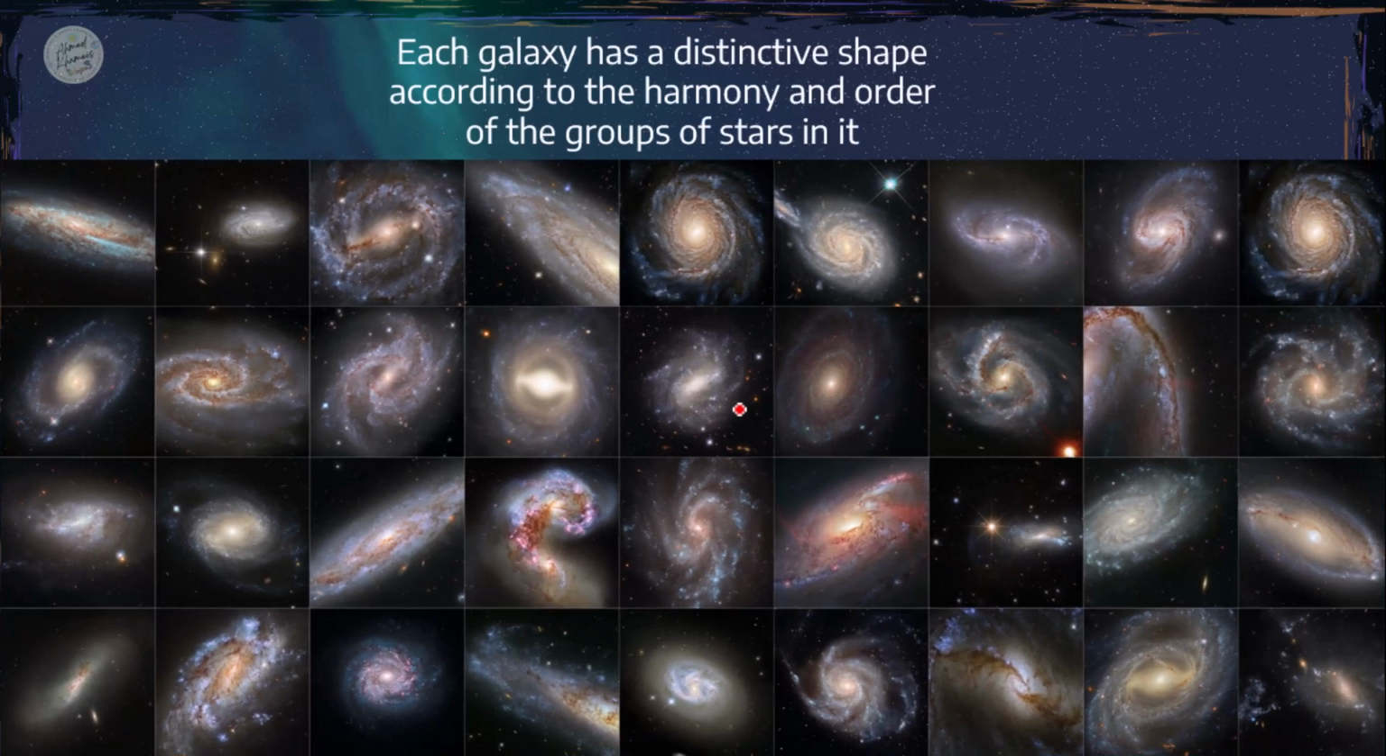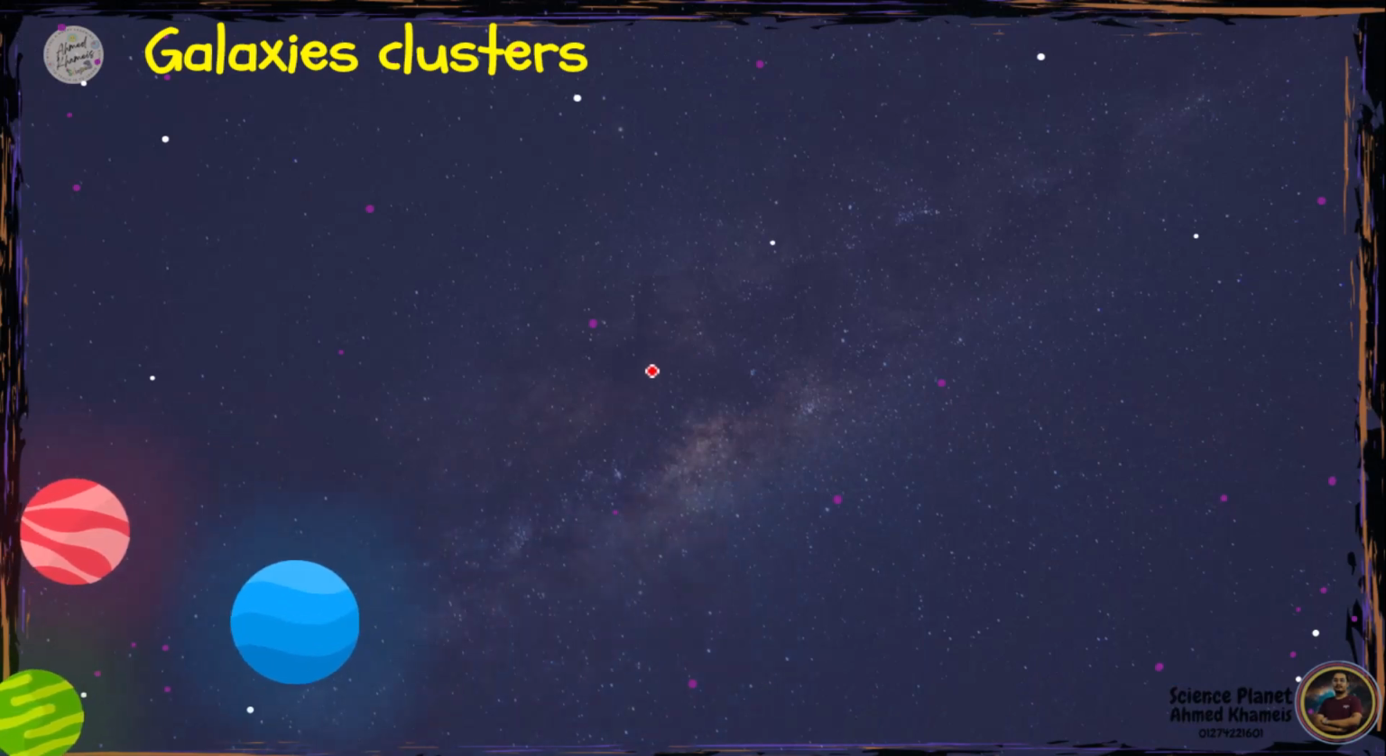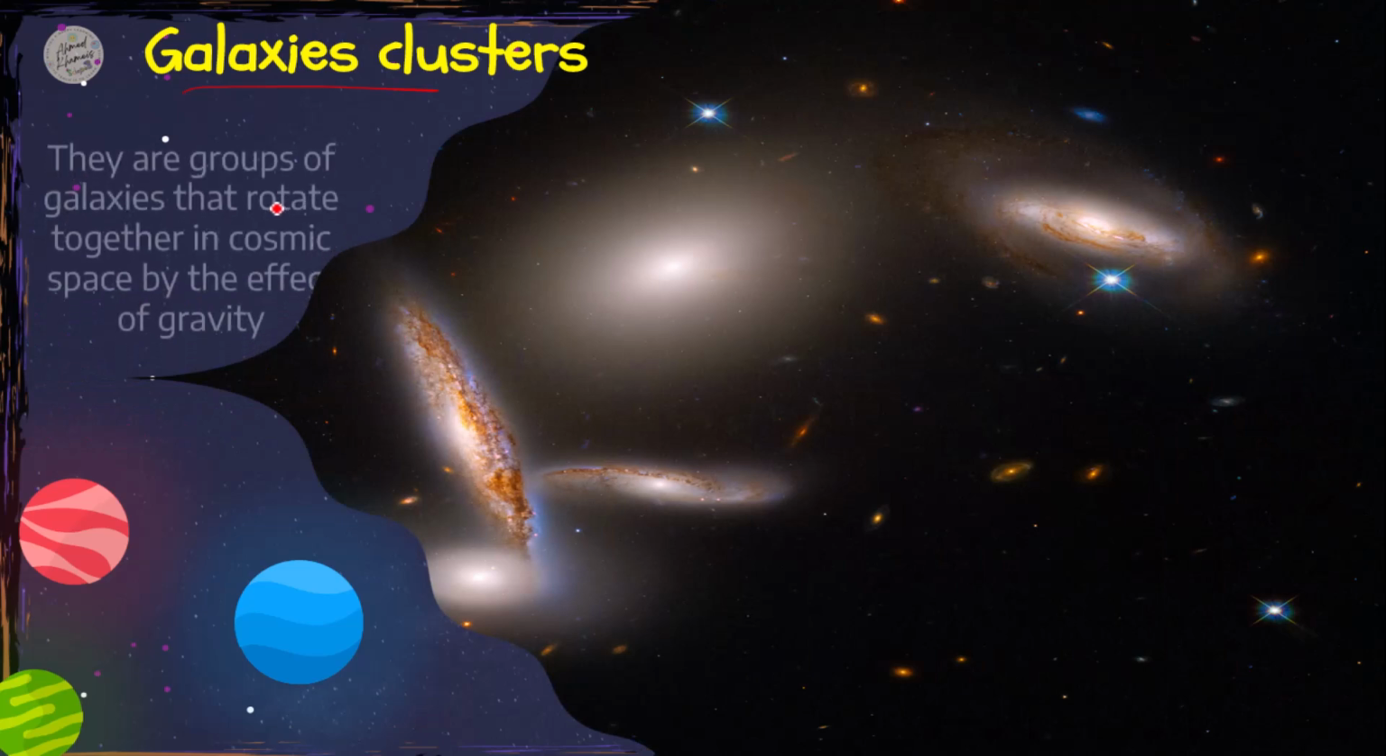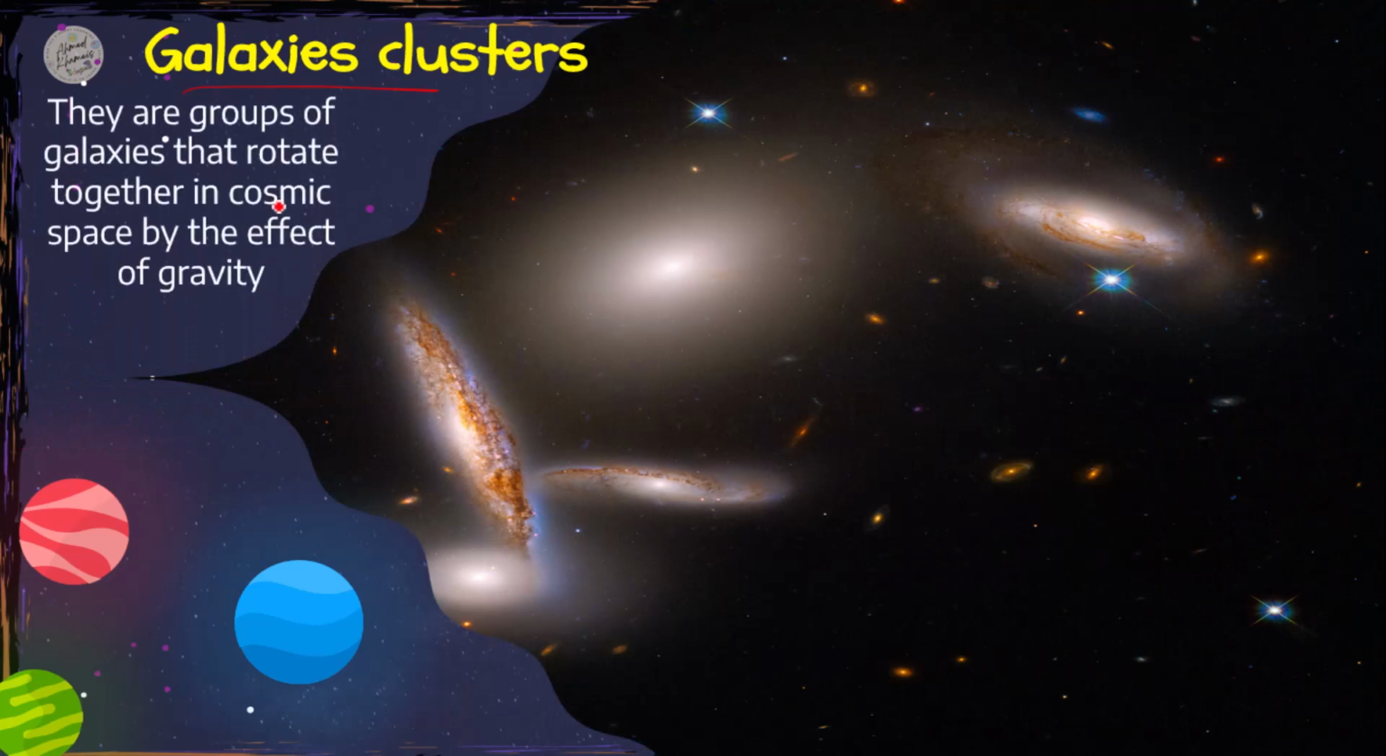Each galaxy, as you see, has a distinctive shape due to the harmony and order of stars that rotate together. Sometimes a group of galaxies rotate together due to the effect of gravity. We call them galaxy clusters. So galaxy clusters are a group of galaxies that rotate together by the effect of gravity.